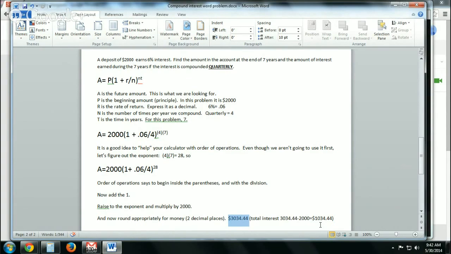The key trick to keep in mind is the order of operations has to be helped along with your calculator. Figure out that exponent first, then within the parentheses, do your dividing. With no rounding, add the 1. With no rounding, raise to the exponent, and then multiply by the principal.